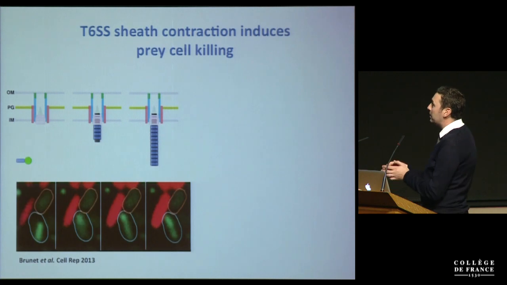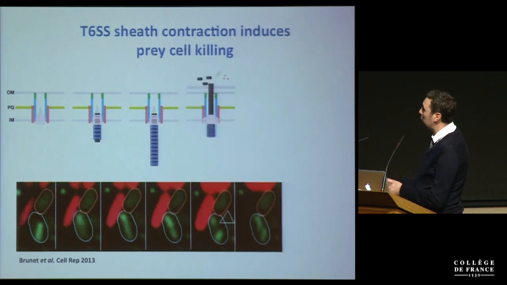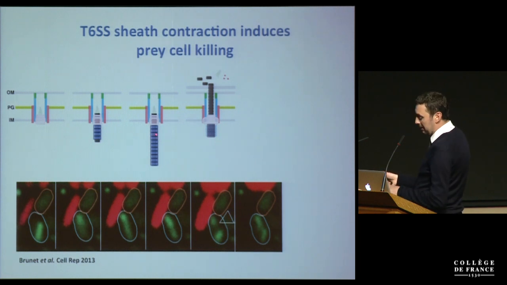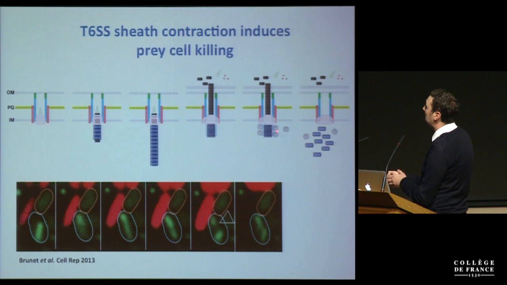Okay. So if you do that, you will see that once a prey cell is in contact with a predator, there will be a localization of the type 6 system that will assemble this very long structure. Okay. Then there will be contraction of the sheath, and then 4 seconds later, there is no bacteria anymore. So it has been killed, and that takes something like 4 seconds. Okay. And then the sheath can be recycled by a dedicated ATPase.